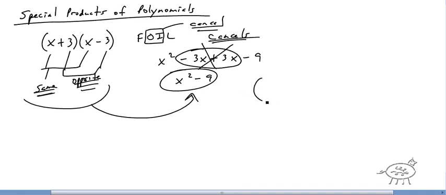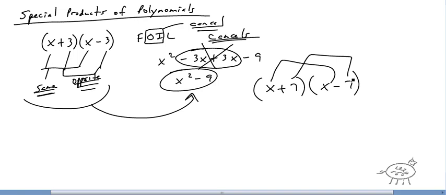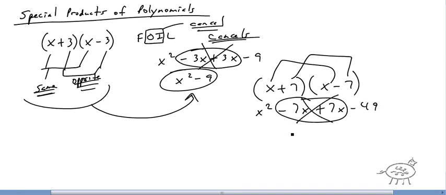Let's try another example. If I have x plus 7 times x minus 7, again the x is the same, and the 7 and negative 7 are opposite. So x times x is x squared, minus 7x, plus 7x, minus 49. These cancel, and I get x squared minus 49. That's your answer. It's actually pretty easy. If you recognize that, you really only have to do the first and the last term, only if it's an opposite like that. Very, very important.